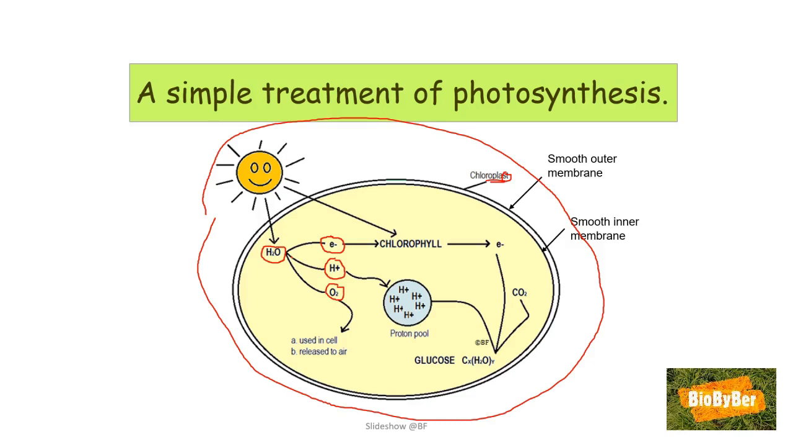All of this happens in the chloroplast. This oxygen gas can be used up in the cell where the chloroplast is found, or it can be released out to the atmosphere, out to the air. Do you recall?